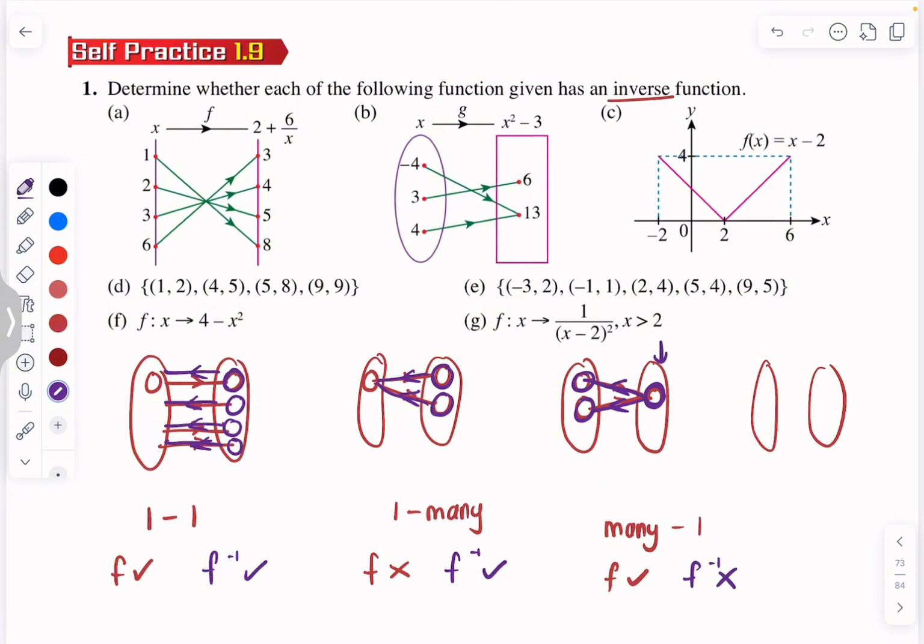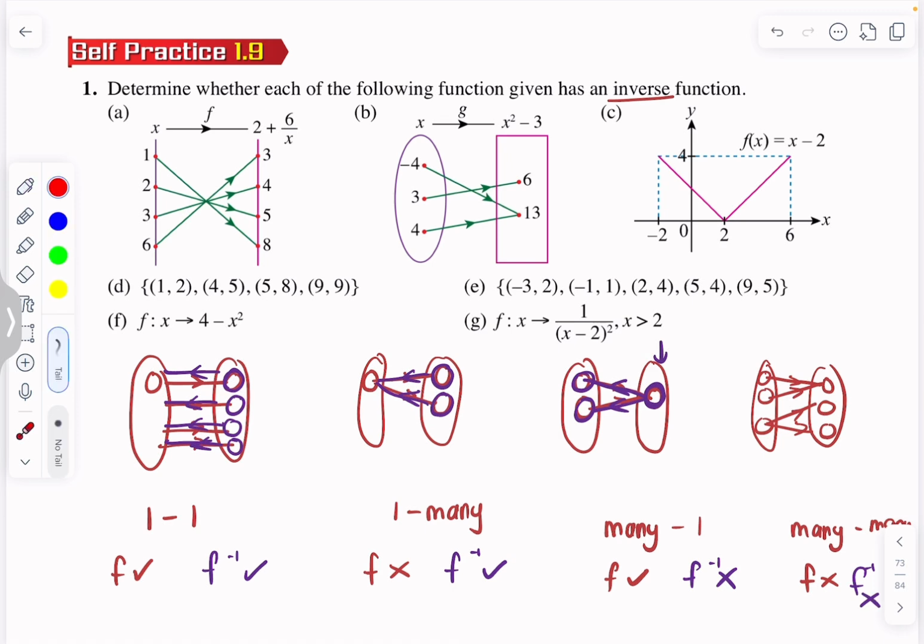And then lastly, you have many to many. So this one, we have one object, two images. Cannot. And then for the inverse function, if this is the object, one object has two images. Cannot. So for this one, the function also won't exist. Many to many, and the inverse also won't exist.